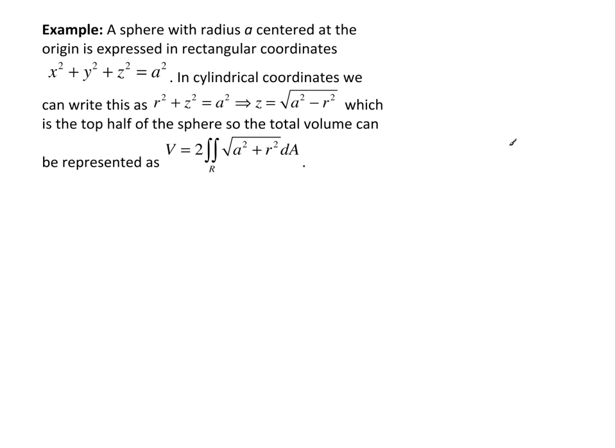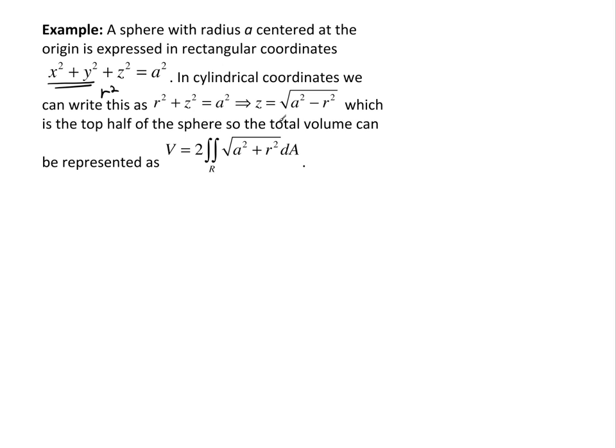Let's take a look at an example. A sphere with radius a centered at the origin is expressed in rectangular coordinates as x squared plus y squared plus z squared equals a squared. In cylindrical coordinates, we can write this as r squared plus z squared equals a squared, because this right here is in fact r squared. And cylindrical coordinates are nothing more than polar coordinates, where we throw in a z basically.